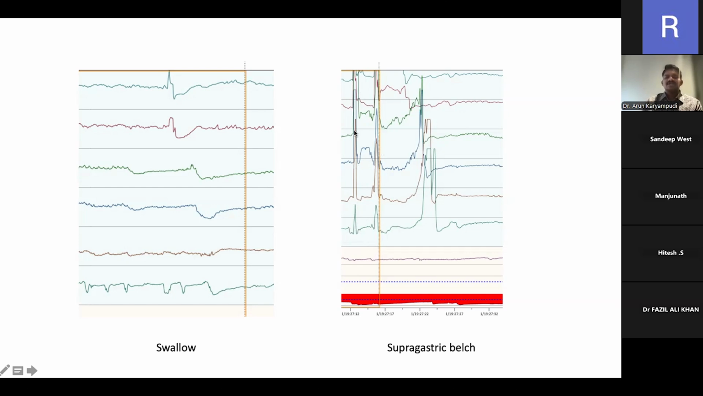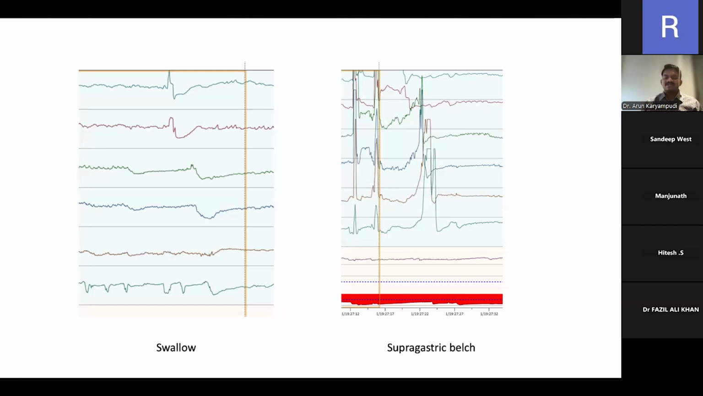So this is a classical example of a supragastric belch. The esophageal pH doesn't change, but there is abrupt rise of impedance and drop. So this is a classical example of supragastric belch. So what happens in supragastric belch? Patient has aerophagia against a closed LES, and he immediately vents out the air from the esophagus. So the LES doesn't open, the air is sucked into the esophagus and immediately it's vented out. So because there is movement of air in the esophagus, the impedance sharply goes up and comes down.